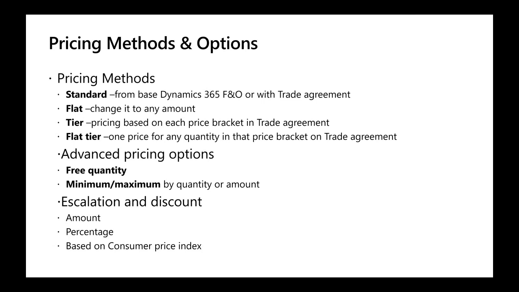So if it's like quantity of 10 to 25, any quantity in that tier bracket would be the same flat amount. For advanced pricing options, we have the ability to offer free quantities and minimum and maximums by quantity or amount. So for the free quantity, you can offer for free quantity per month or every 3 quarters, once a year, and the customer gets that much free quantity per billing period.